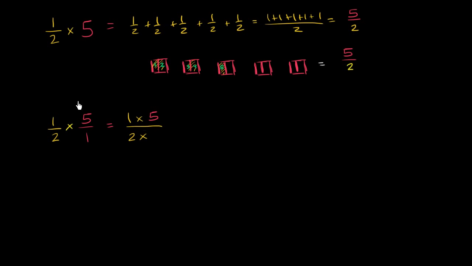And what's that going to be equal to? Well, 1 times 5 is 5. 2 times 1 is 2. So once again, we get 5 halves.